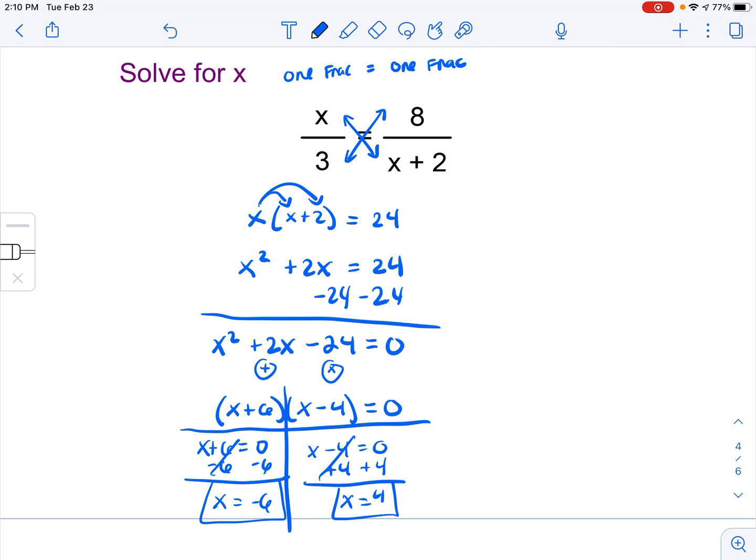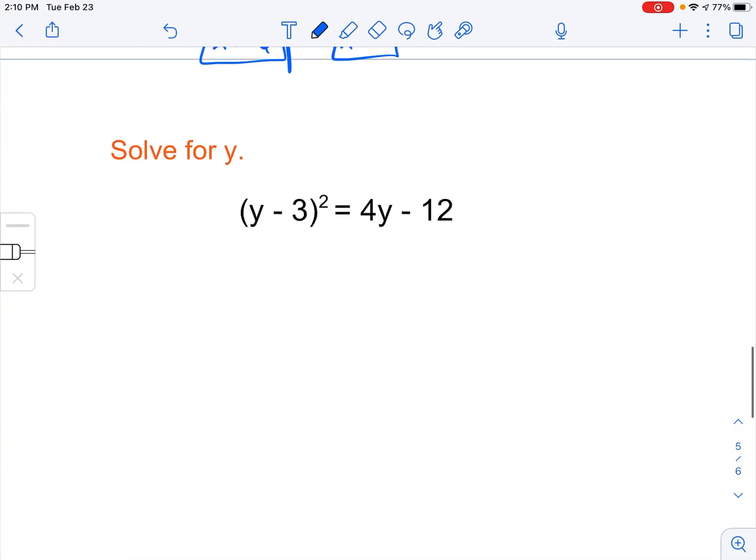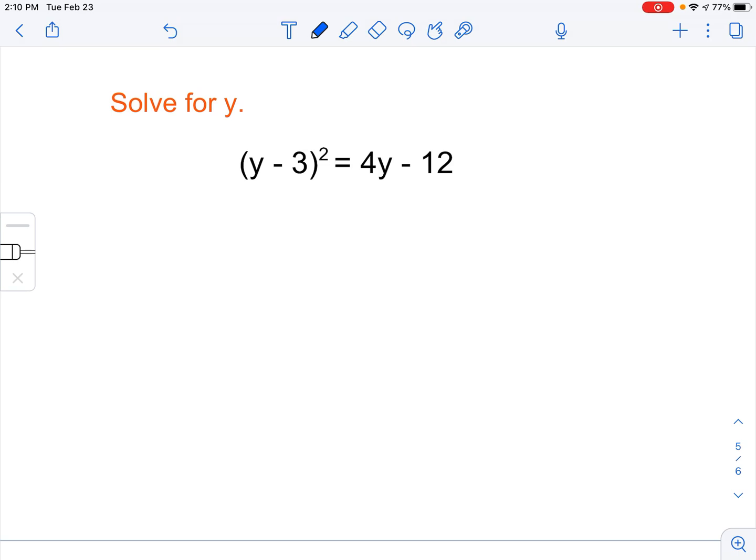So there is one last example that I'd like for you guys to try. Oops, sorry. And that's this one, solve for y. So what is different about this question? Well, we have an exponent outside of a binomial. So we have to remember what that means. I'm going to ask you to pause the video, give this one a try, and when you are done, unpause and check your work.